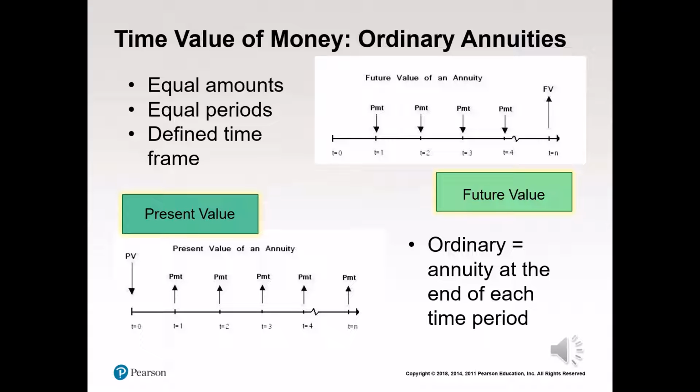As we're working with annuities, we may be asked to identify any one of these missing elements, such as the number of periods, the interest rate, the payment amount, the present value, or the future value. The first type of annuity that we're going to work with is an ordinary annuity. With an ordinary annuity, the annuity happens at the end of each time period. So here you can see our annuity happening at points year 1, year 2, year 3, and year 4. They happen at the end of a period.